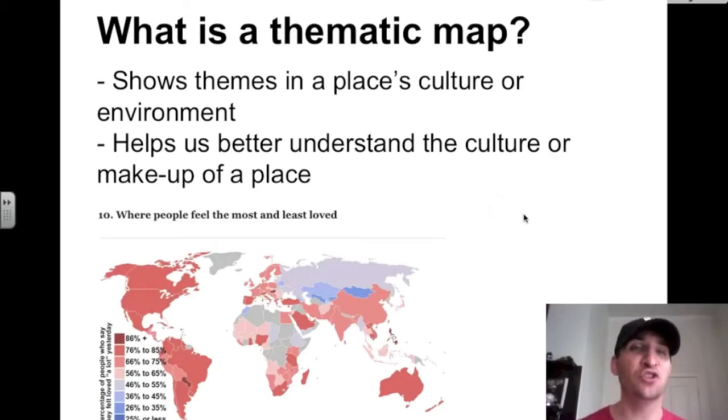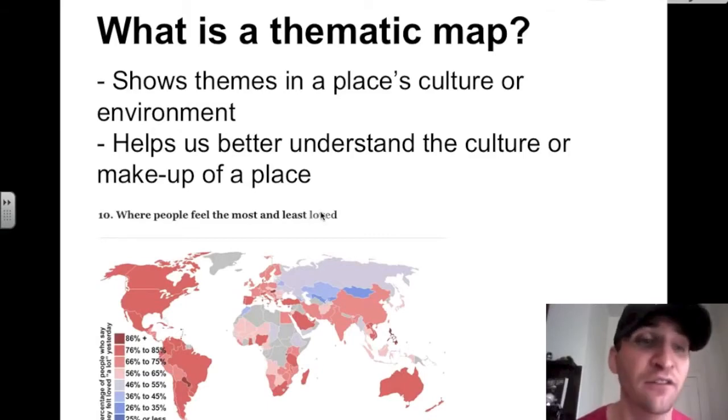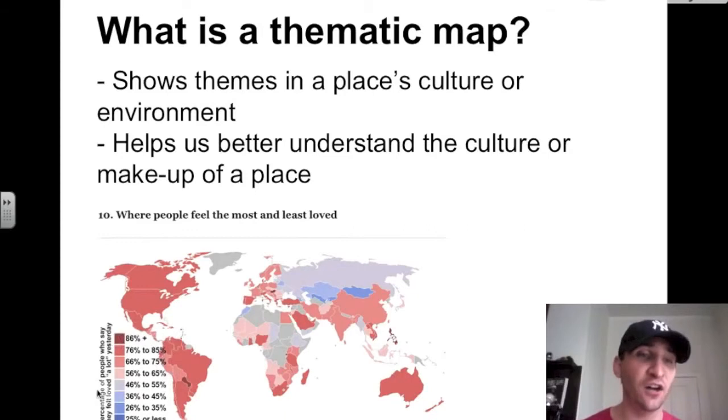Thirdly, what is a thematic map? A thematic map shows themes in a place's culture or environment. A thematic map helps us better understand the culture or makeup of a place. This is an example of a thematic map that was published in the Washington Post. And its title says, "Where people feel the most and least loved." And you look at the colored legend, the darker the shade of red, the more love people feel in a certain country. The darker the shade of blue, the less love people feel.